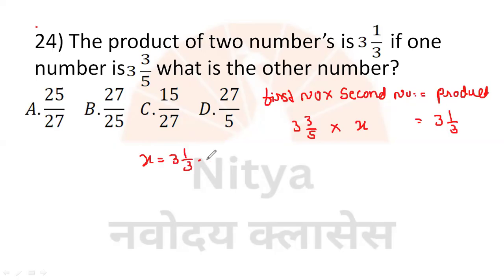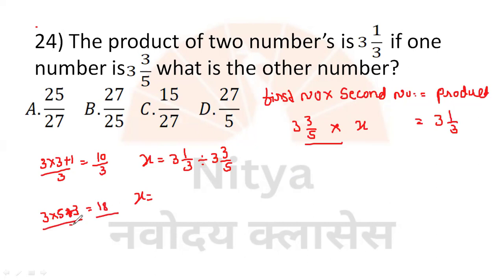Okay, so simply you have to divide. So 3 and 1 by 3 divided by 3 and 3 by 5. X, when the variable comes here, the constant 3 and 1 by 3 stays as it is, and this is in the multiplication sign, no? So when we transfer to the right side, that becomes division. So x equal to, first of all, we convert into an improper fraction. 3 threes are 9 plus 1 is 10 divided by 3. And the second fraction, 3 into 5 plus 3. 5 threes are 15, 15 plus 3 is 18 divided by 5.